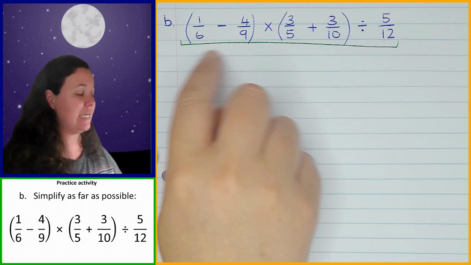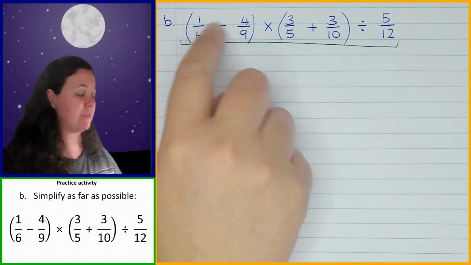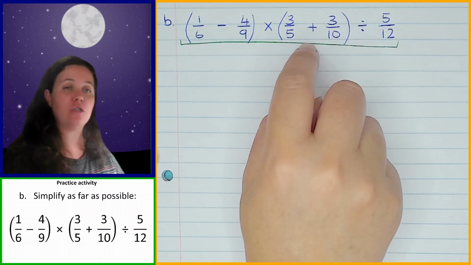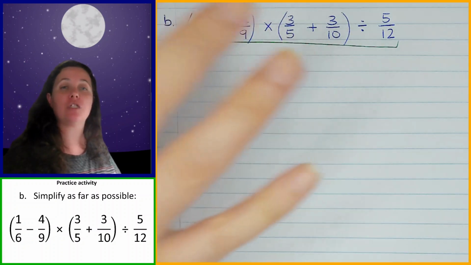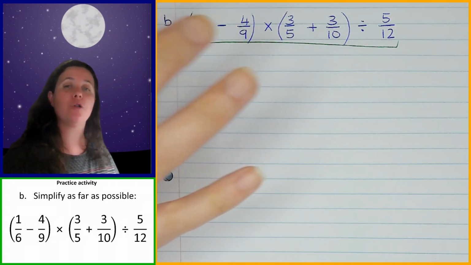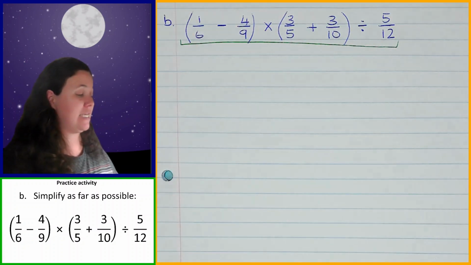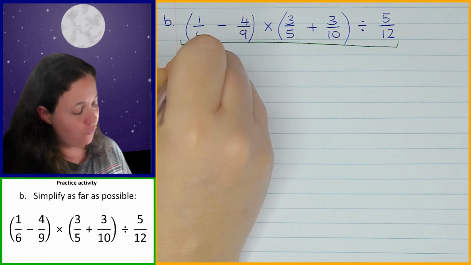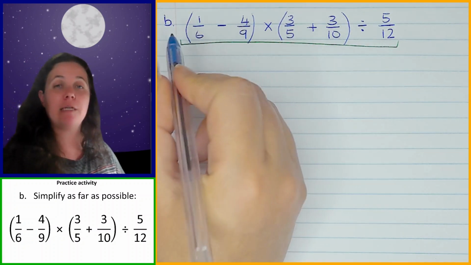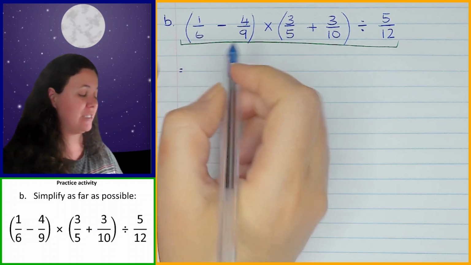So let's have a look inside the brackets over here. I need to do some subtraction, and inside these brackets I need to do addition. Because I have these two sets of brackets, I can work in both sets in the same step simultaneously. So over here I'm going to start off with this set of brackets. I'm going to do the subtraction in the set of brackets.